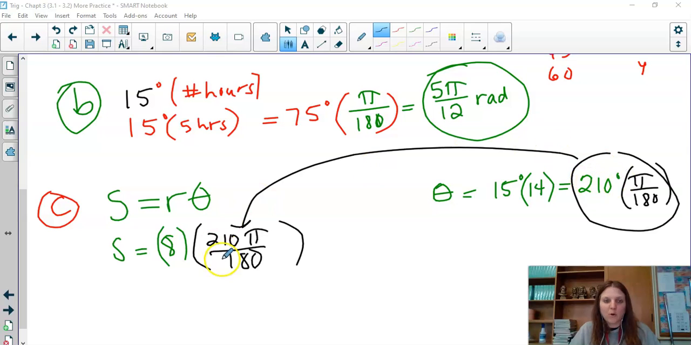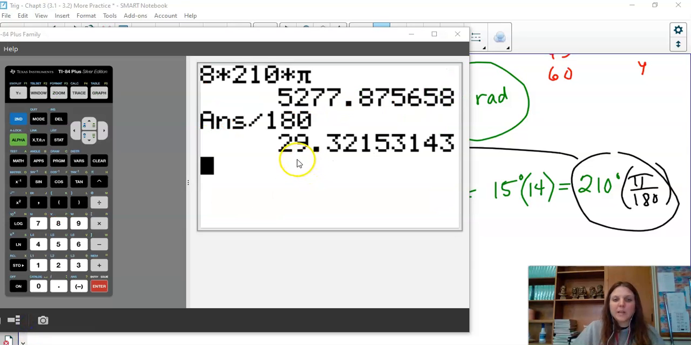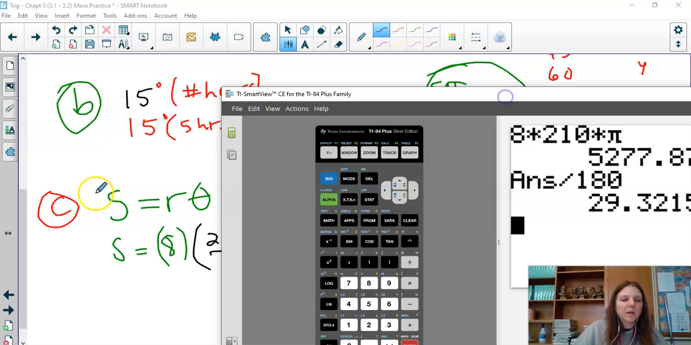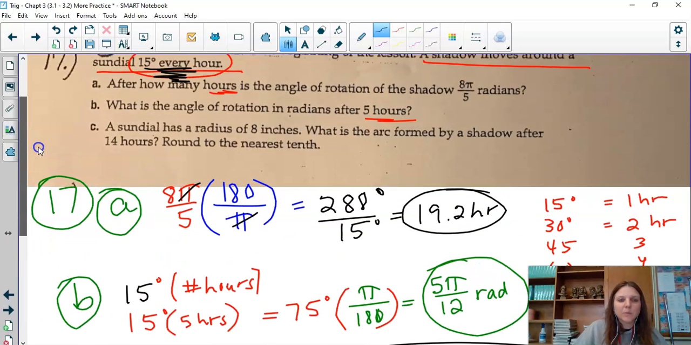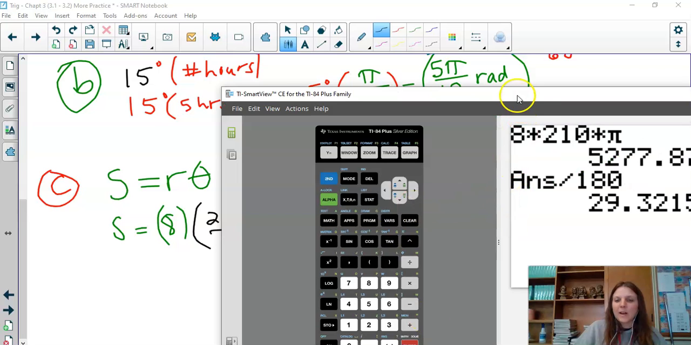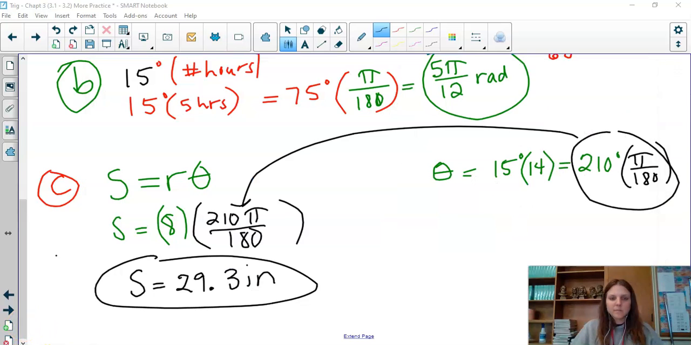So I would just bring it over for theta. Okay, so now I'm going to type this in. I'm going to take 8 times 210 times pi, hit enter, and divide by 180. And you can see that I got 29.3 for this answer. And in this case, I think it's inches or feet. Inches. Okay, so this one would be 29.3 inches.